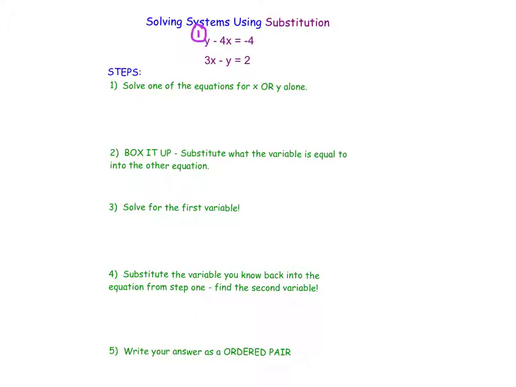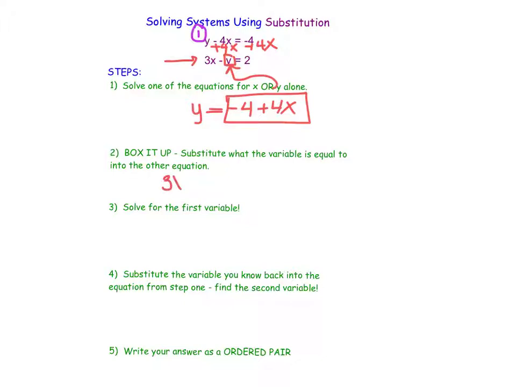So I'm going to focus on getting y alone here by adding 4x to each side. So I end up with y is equal to negative 4 plus 4x. And then what I'm going to do is box it up, and replace y in the other equation with what it's equivalent to, which is negative 4 plus 4x. So I'm going to replace this y here with its equivalent of -4 plus 4x. So now I go down to step 2 and I actually replace y in this second equation.